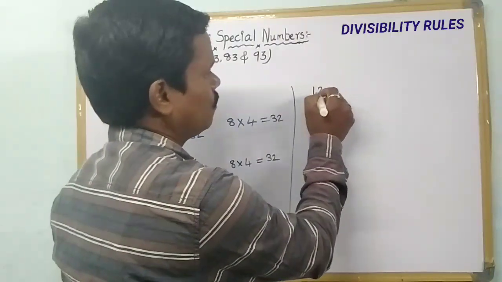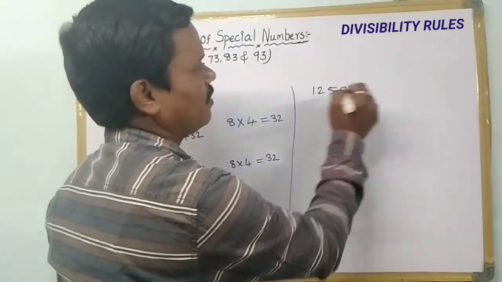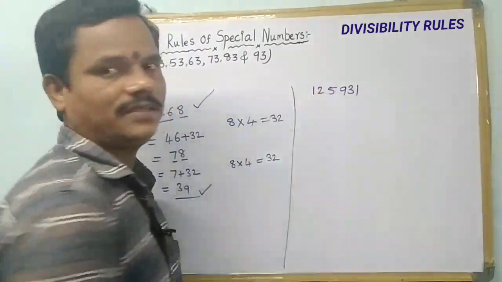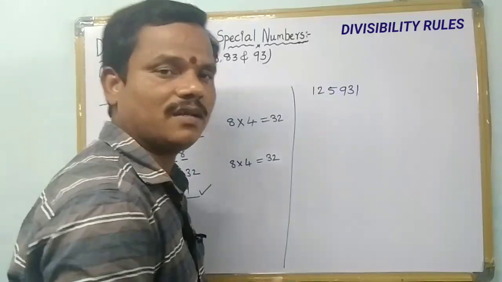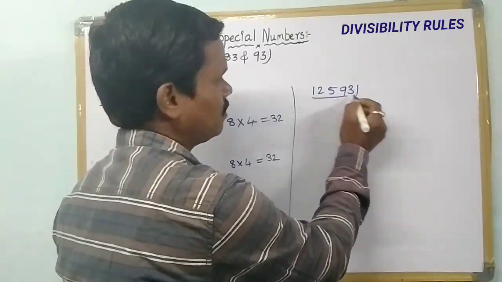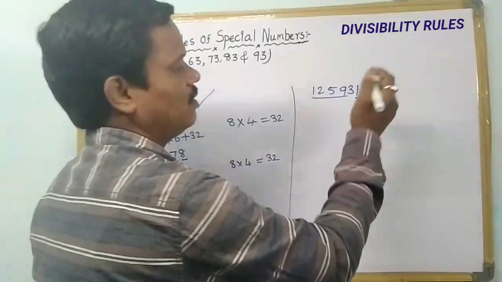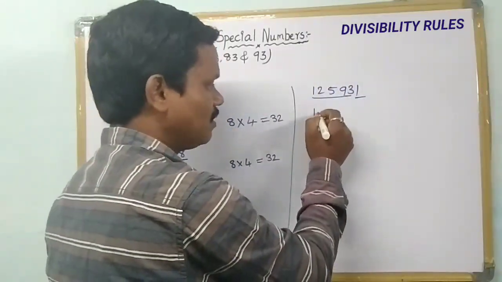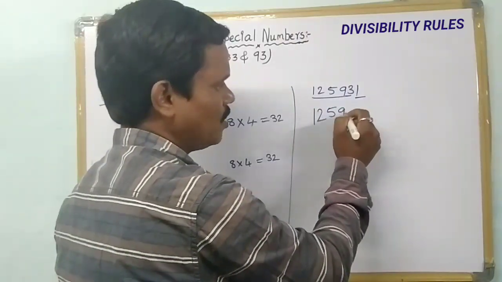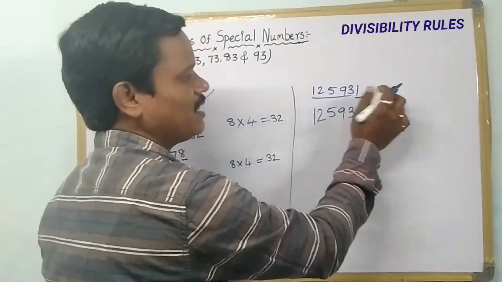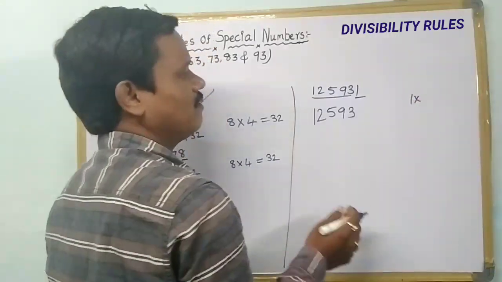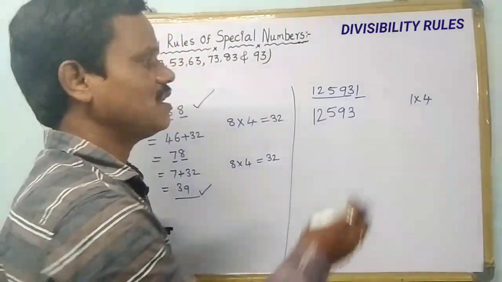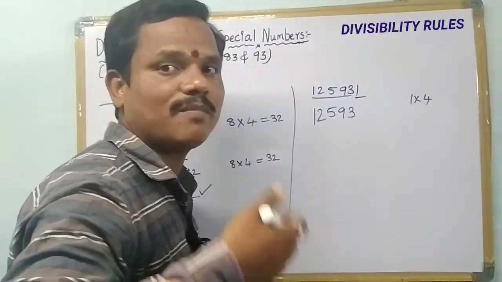Now I am taking one more example: 125931. What is the procedure? Apply the procedure. 1 is the first part and the remaining digits are all the second part. Now write the second part number, 12593. Now multiply the first part by which number? Here 4. In the divisibility rule of 13, the first part number is multiplied by 4.